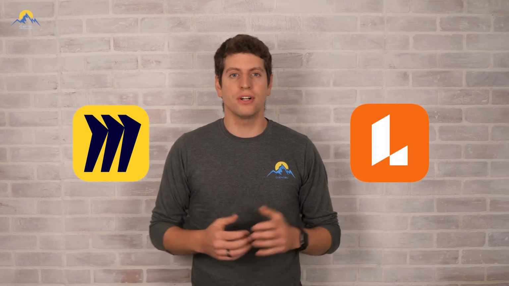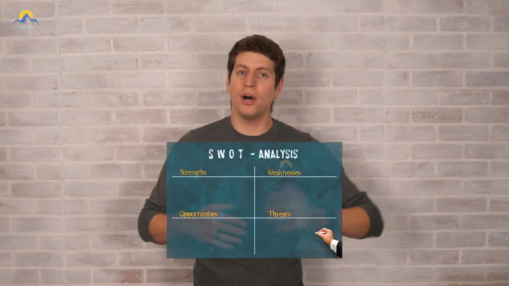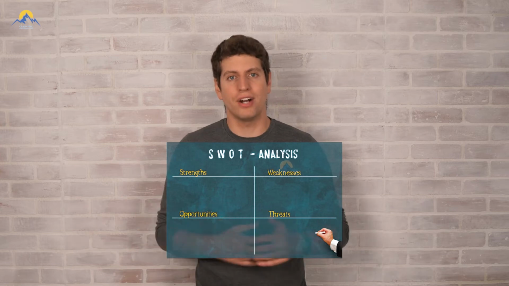It can be done online with tools like Miro or Lucidchart, or even more archaic, pen and paper. All you do is draw 4 quadrants and label the top left as strength, the top right as weakness, bottom left as opportunity, and bottom right as threat.